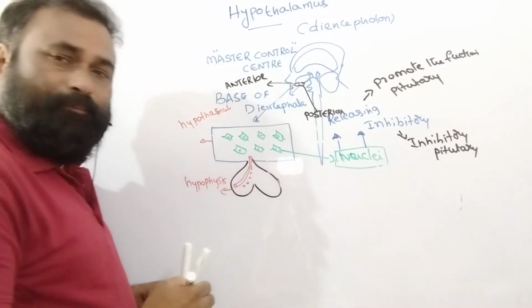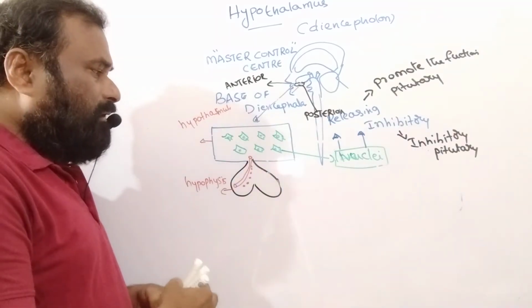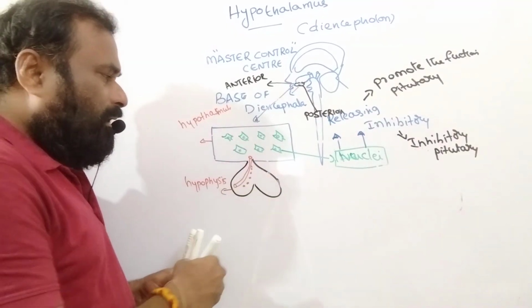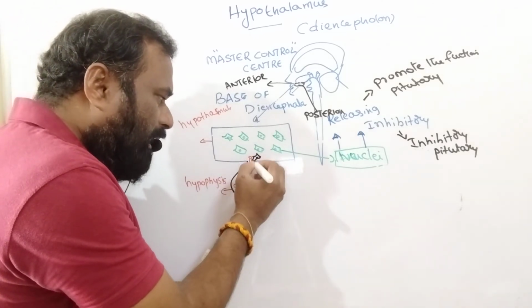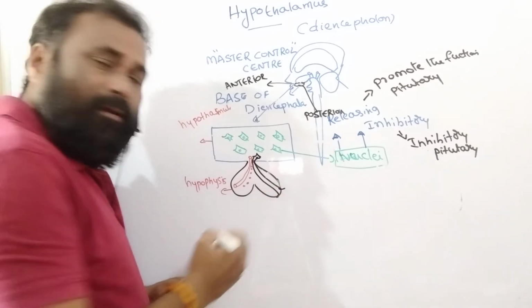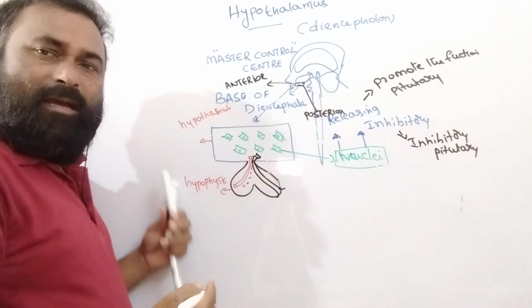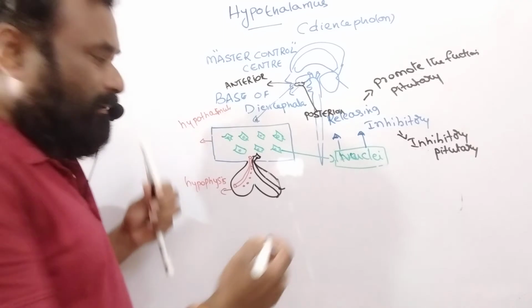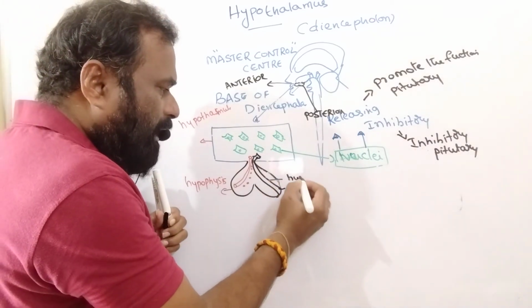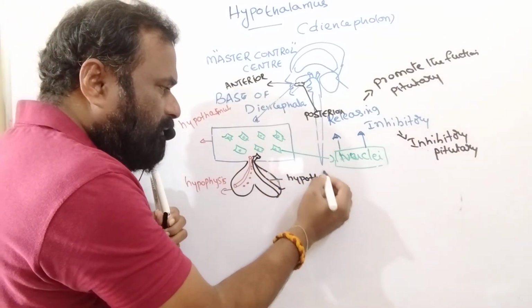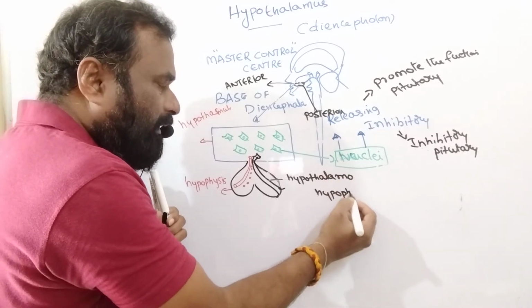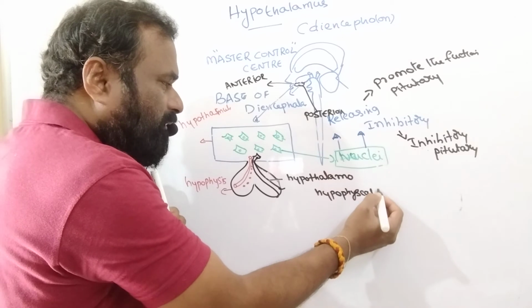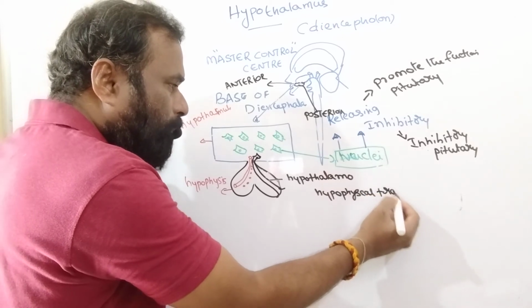Hypothalamo-hypophyseal portal system. There is a hypothalamo-hypophyseal tract. You know that axons of the central nervous system are called tract. Here, this is called hypophyseal portal system and hypothalamo-hypophyseal tract.